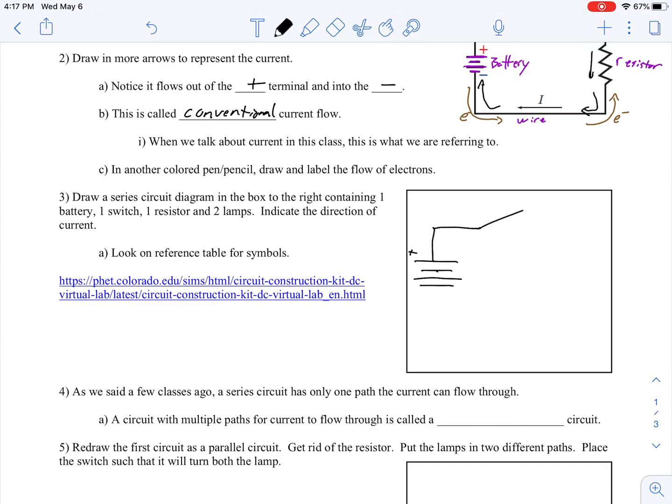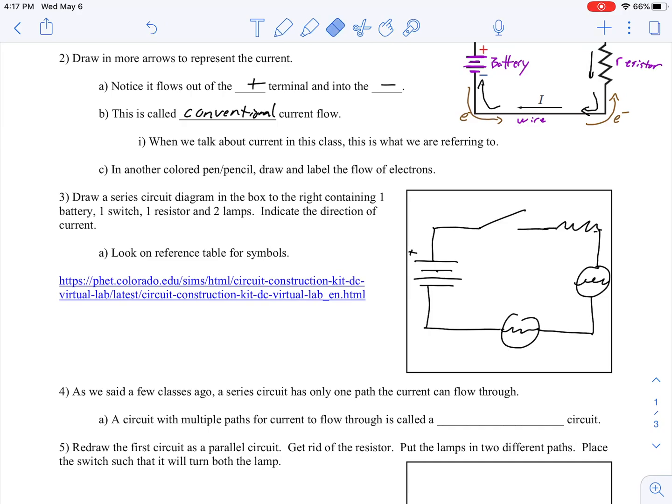It doesn't really matter the order. We'll do the switch first, then a resistor here, then one lamp here, then maybe another lamp here. The order doesn't really matter, and it doesn't even matter what branch they're on. There are so many different ways to draw this.